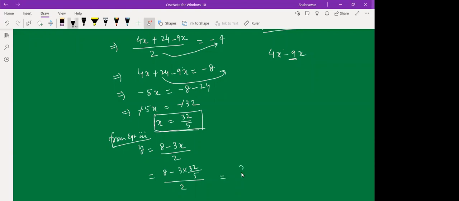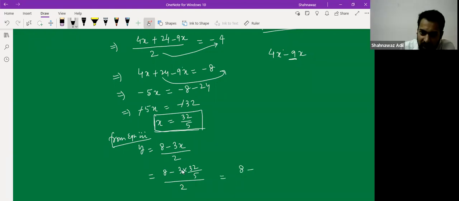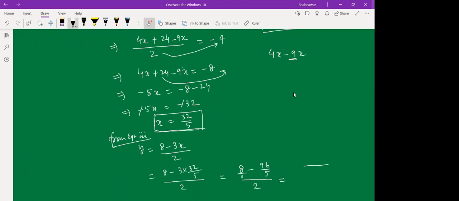So this is a big number. 8 minus this is what? 96 by 5, by 2, right? So again LCM. What will be the LCM of 1 and 5? Adil, LCM of 1 and 5.